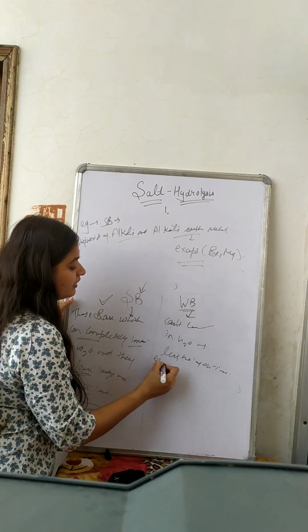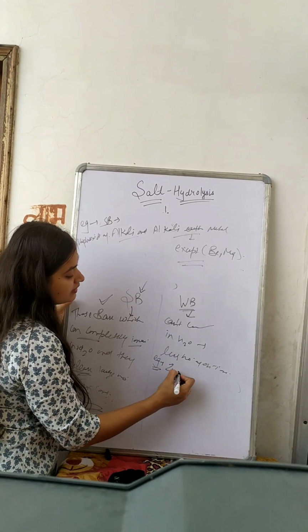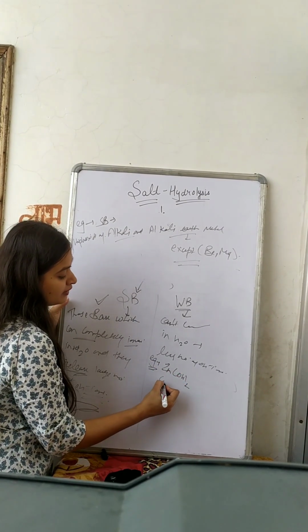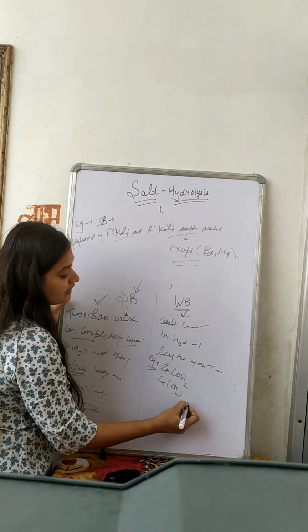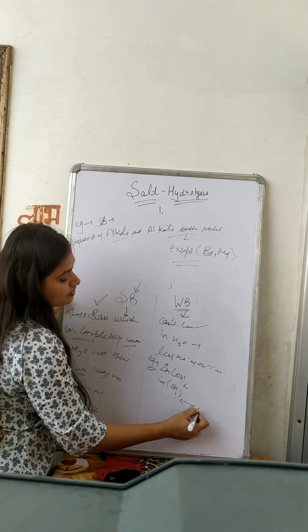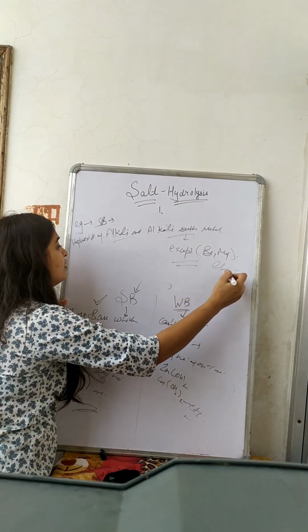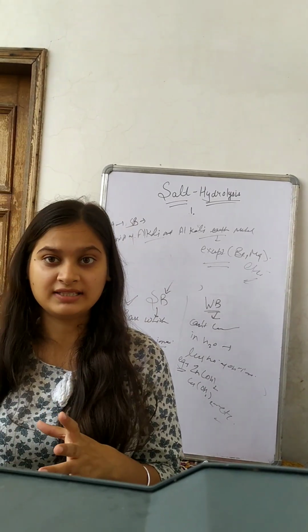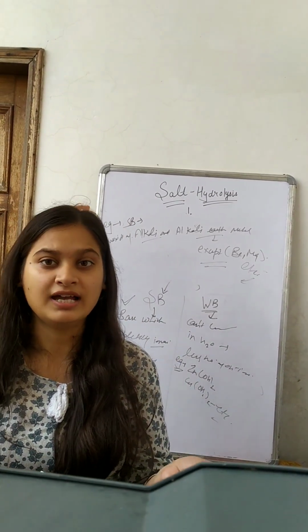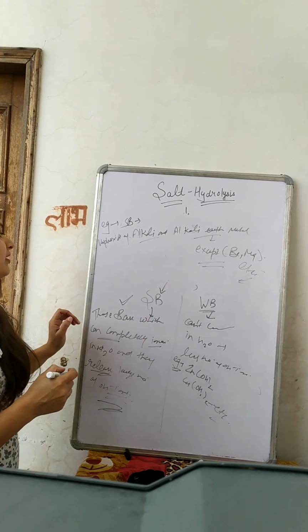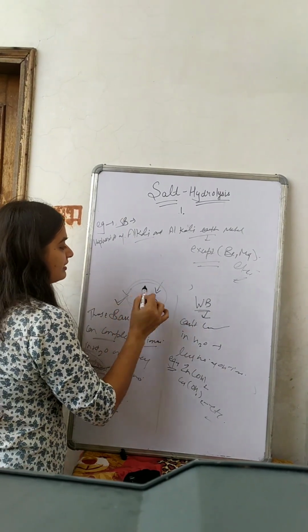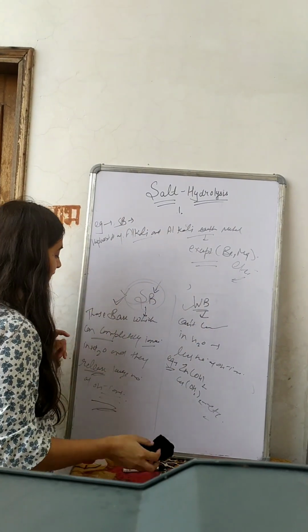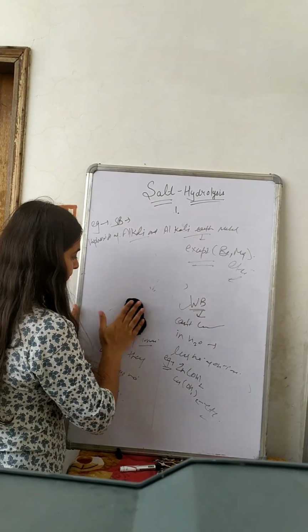Okay, so what are the weak bases? Weak bases, for example, zinc hydroxide, copper hydroxide, etc. Okay, so you have to remember what the strong acids are, what the weak acids are, and in the same manner you have to remember the strong base and the weak base. Okay, so let's move further.